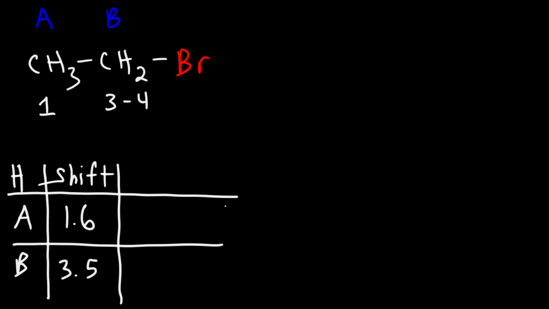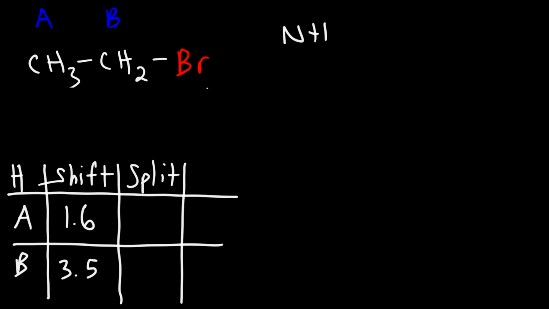Now, the next thing we need to talk about is the splitting pattern. Are we going to get a singlet, doublet, triplet, and so forth? So the way we're going to determine this is using the n+1 rule. So let's analyze proton A. What we need to do is look at the number of adjacent protons on this carbon. So we have 2 protons on this carbon. Using the n+1 rule, it's going to be 2 plus 1. So we're going to get a splitting pattern of 3, which corresponds to a triplet.